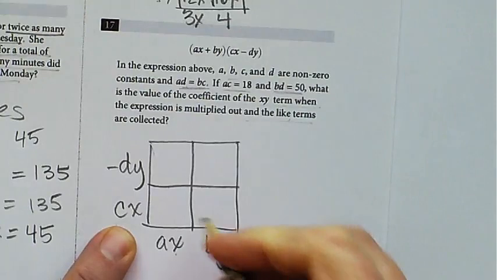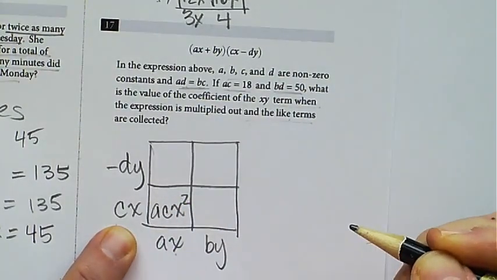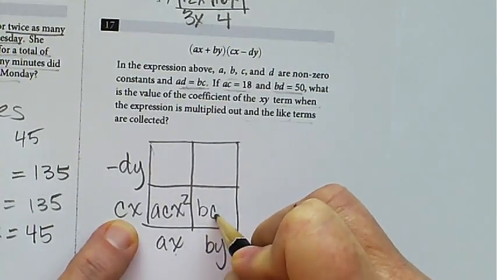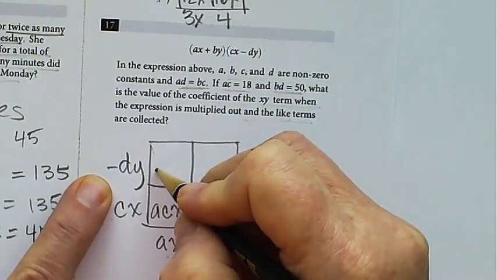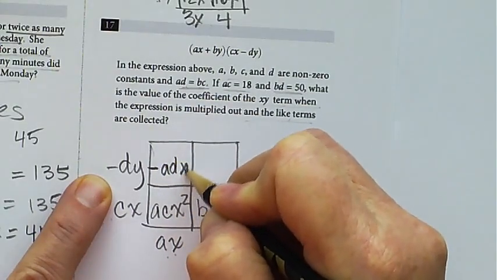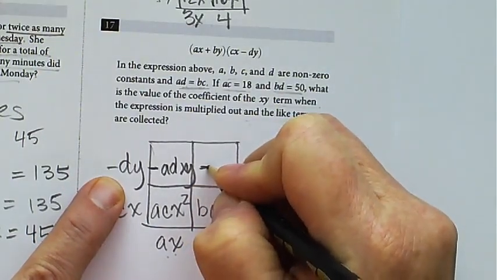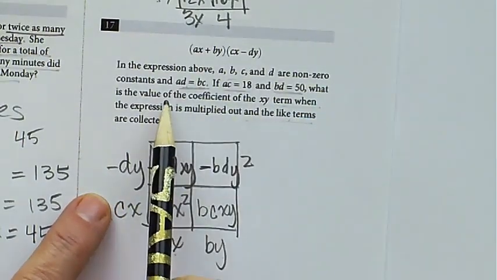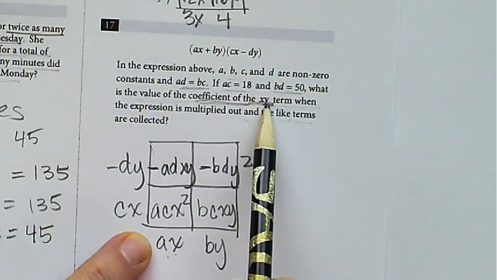AX times CX would be A times C X squared. CX times BY would be BCXY. AX times negative DY would be negative ADXY. And then BY times negative DY would be negative BDY squared. Okay, what is the question? What is the value of the coefficient of the XY term?